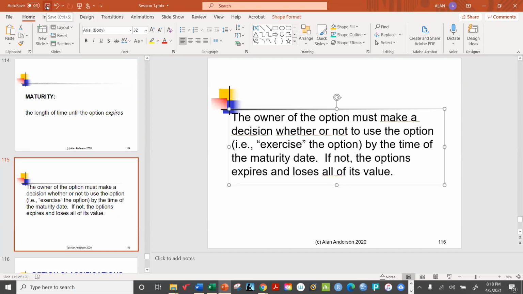This is something you didn't have to worry about with the others, forwards, futures, and swaps, because you're required to do whatever it is you've entered into this agreement to do. Here you have a decision to make, and you may decide to just not bother. You may say, I don't want to exercise this option because it would put me in a worse position, or I simply no longer need the underlying asset.